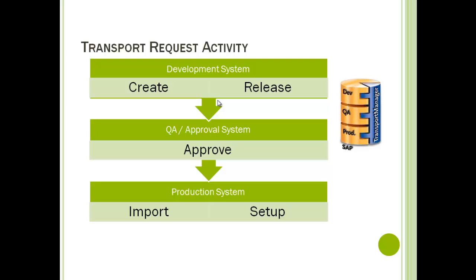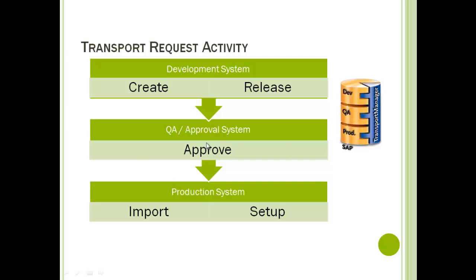This can be controlled by authorization objects. They will release the transport. So creation and releasing are related to the development system. Once it is released, the transport request or your changes will be transported to the quality system. Either it can be a workbench change or it can be a customizing change. It is transported to the quality system.